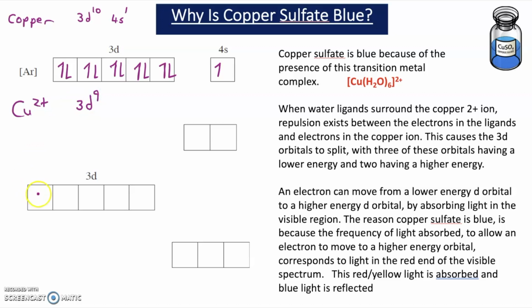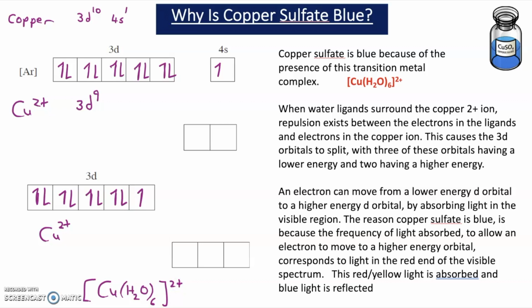Now the copper 2+ ion is 3d9 because when the copper 2+ ion forms, one electron is lost from the 4s orbital and one from the 3d orbital. So I'm putting in the 9 electrons here in the 3d orbitals. The 9 electrons are located in 5 d orbitals that are all the same energy. We use the term degenerate. That means they're the same energy.